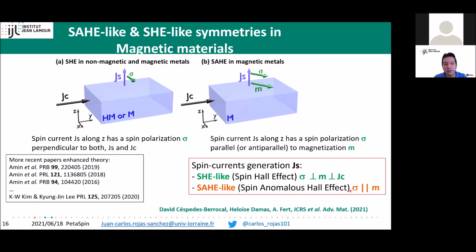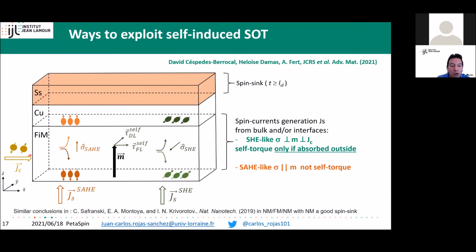So we can summarize this part as it's shown here. We have a magnetic layer. When we inject a charge current, we have two symmetries. One given by the spin anomalous Hall effect, which cannot generate self-torque, and the other given by the spin Hall effect symmetry, because they are perpendicular, we may generate self spin torque. But what is the condition to get this magnetization switching here? If the spin current emitted from this magnetic material is absorbed outside the magnetic layer. So for that, we need a good spin sink. And that I will show you in the last part of my talk.